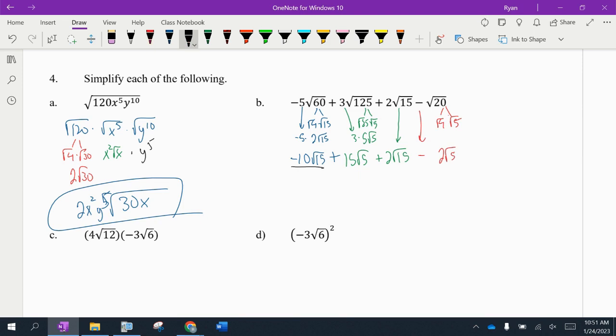Combining our like terms, there are negative 10 and positive 2 of the square root of 15s, so if we add those together, that's negative 8 square root of 15, and then 15 root 5 minus 2 root 5 is 13 root 5 for letter B.